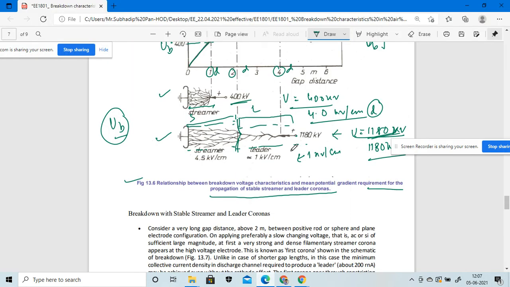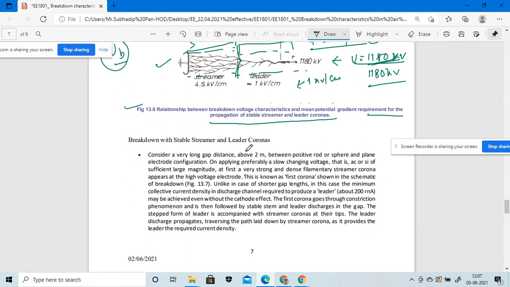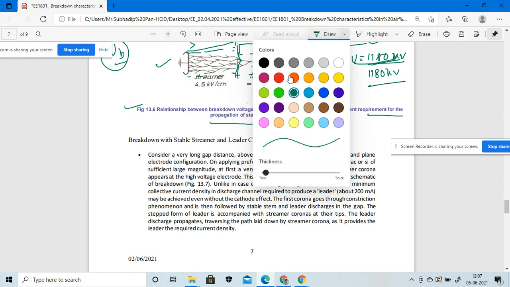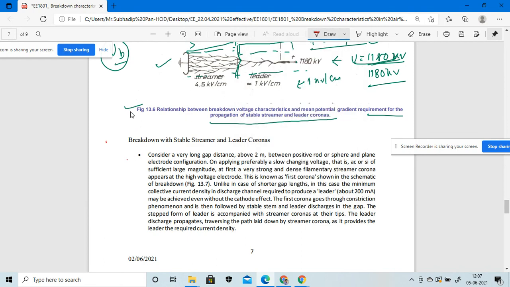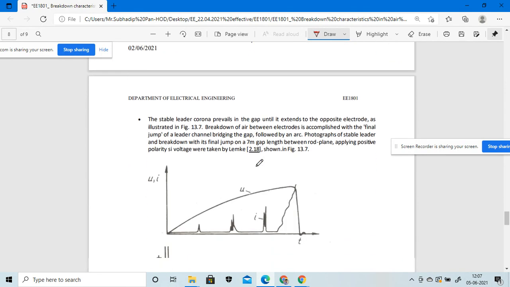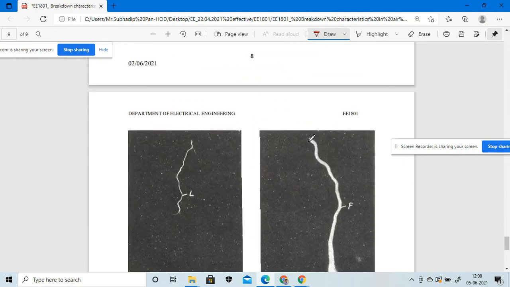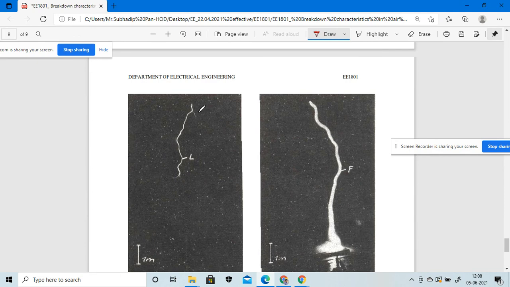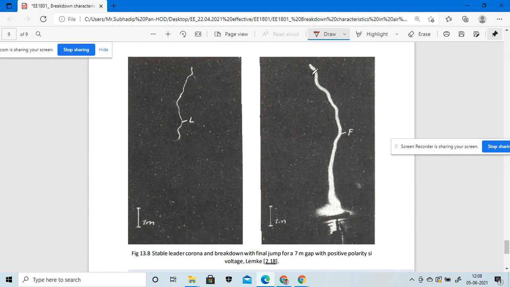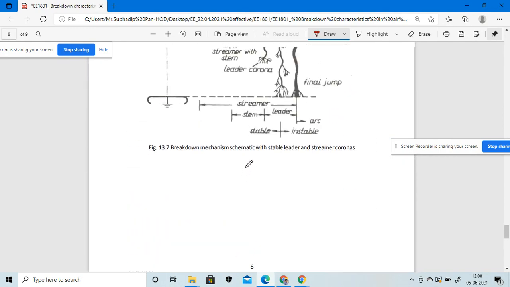Okay, so we will stop the session for today. We will discuss the breakdown with a stable streamer and the leader corona in the next class, right? Then we will discuss some basic breakdown characteristics: first corona, streamer corona, leader corona, and the final jump, and how that will be considered. So this will be my streamer corona or the first corona, and this will be my final corona effect that will be considered, right? That we will discuss in the next lecture.